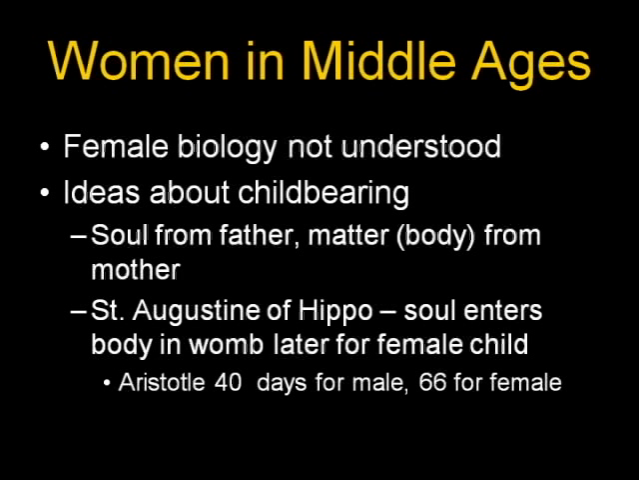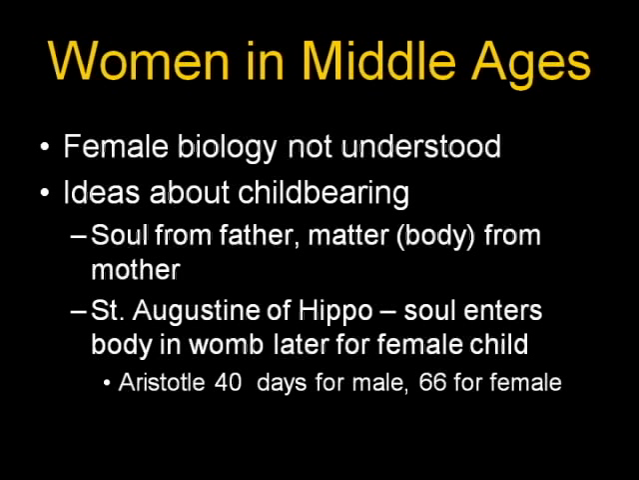They did not understand female biology. In fact, I don't suppose people completely understand female or male biology today. But there were some interesting ideas that they had about childbearing. And these go back to classical antiquity. A lot of them go back to Aristotle and places like this. But during the Middle Ages, it was believed that when a woman bore a child, the body, the matter, which was, you know, women were lower and closer to the earth, that comes from the mother. But the spirit, the soul, essentially, is from the father.